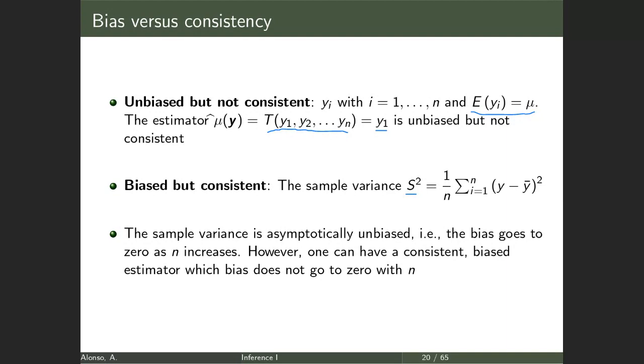Fair enough. However, you can construct a consistent estimator that is biased, and the bias does not go to 0 with n. So you have consistent estimators that are biased, and this bias doesn't go to 0 with n. So they stay biased no matter how large n is, and still they are consistent. That's possible. So these are two properties that are kind of independent. You may have a biased estimator that is consistent, and you may have a consistent estimator that is biased. They are kind of independent properties.